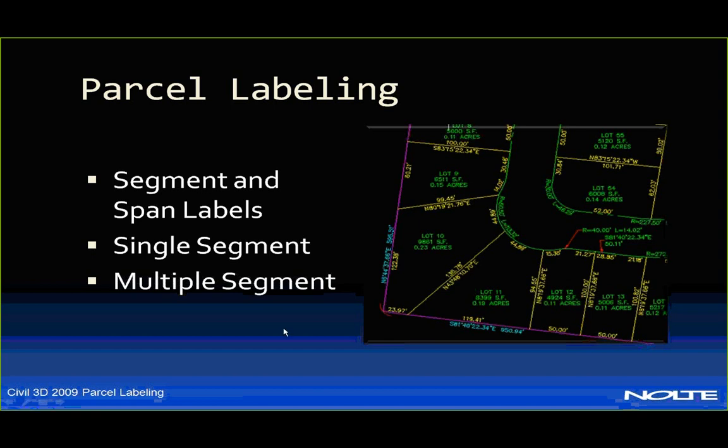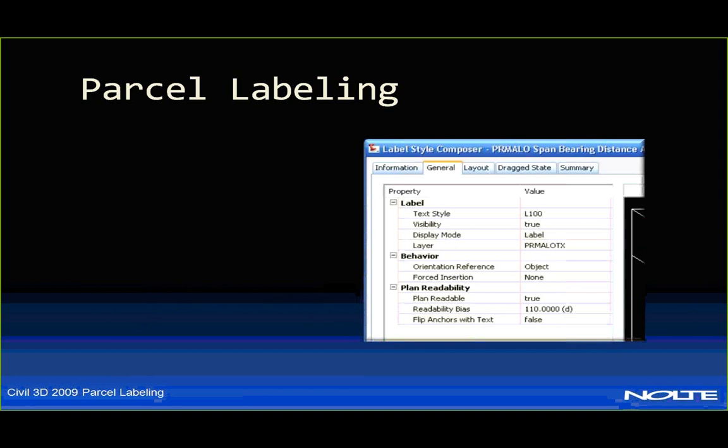All right, and we'll also see that we can do these through external referencing. A couple other components we'll look at and we'll talk about is the style behavior. So we're going to see that we're orienting to the object, but we can also orient it to the view. And then we'll also look at, again, the plan readability.